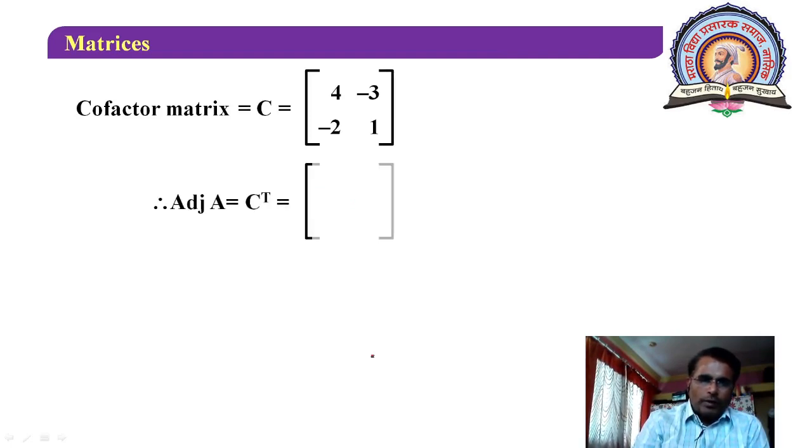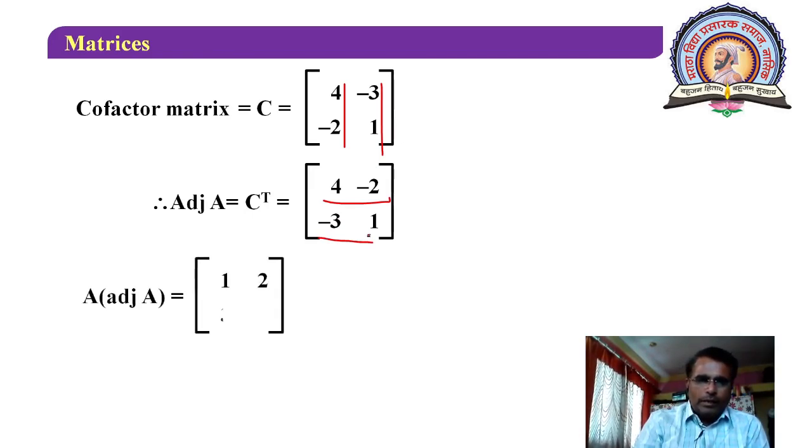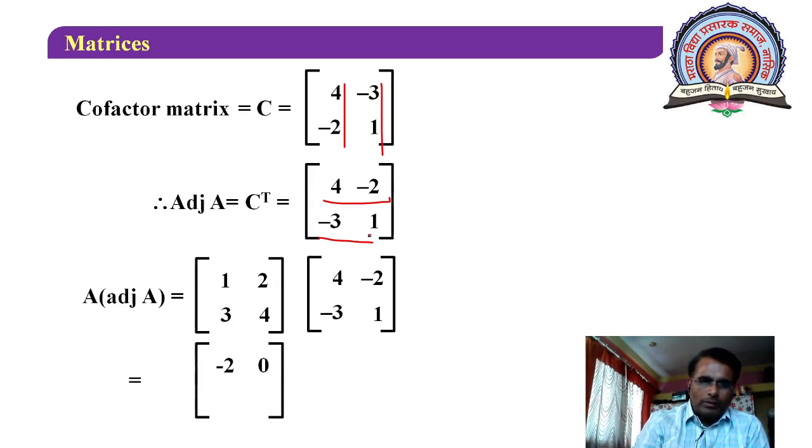Adjoint is equal to cofactor transpose, therefore it is first column 4, minus 2 coming as a first row, second column minus 3, 1 coming as a second row. This is your adjoint of A, and therefore A into adjoint A, where A was 1, 2, 3, 4 and adjoint is 4, minus 2, minus 3, 1, and therefore this product is minus 2, 0, 0, minus 2.